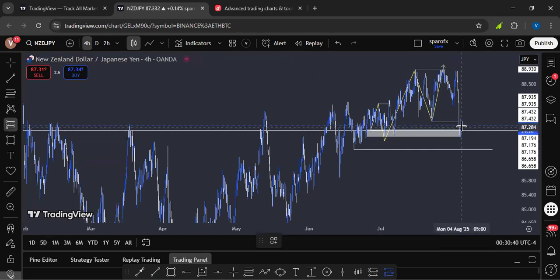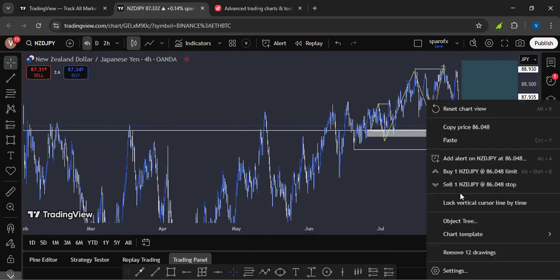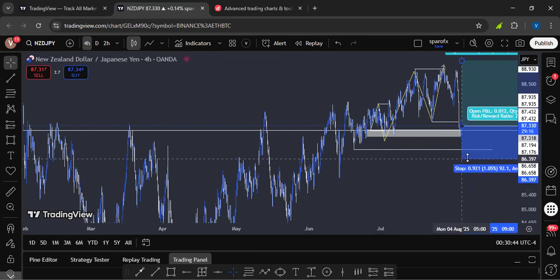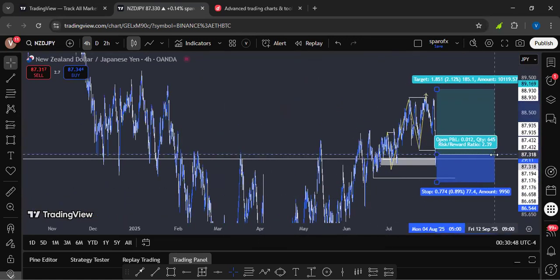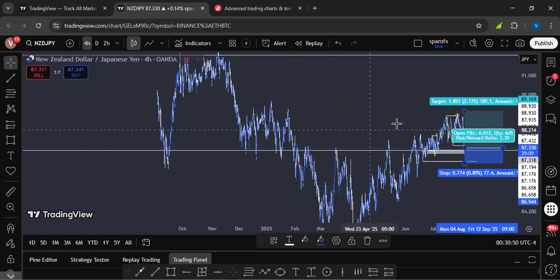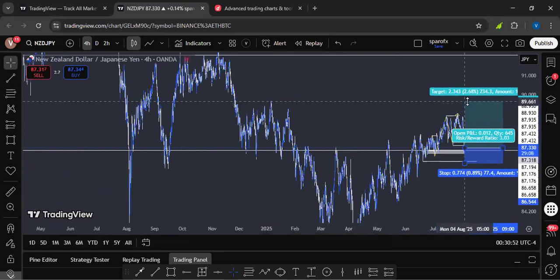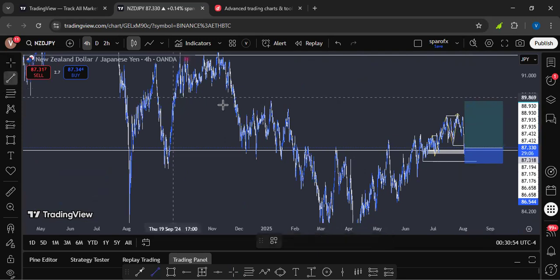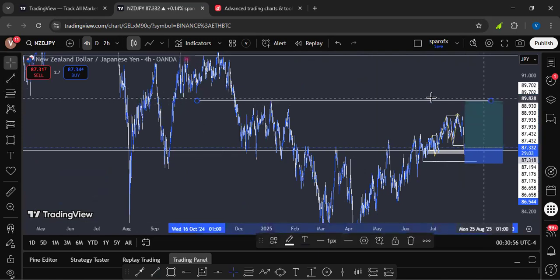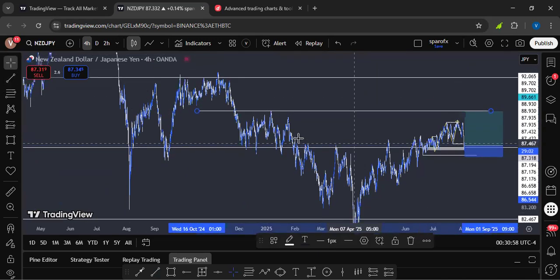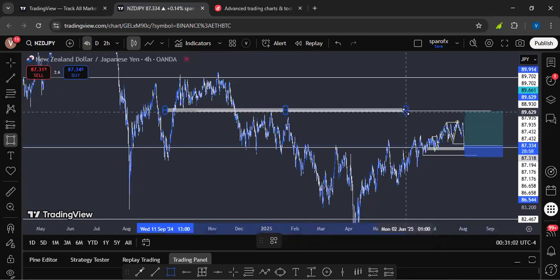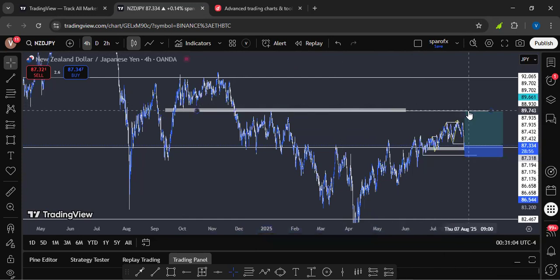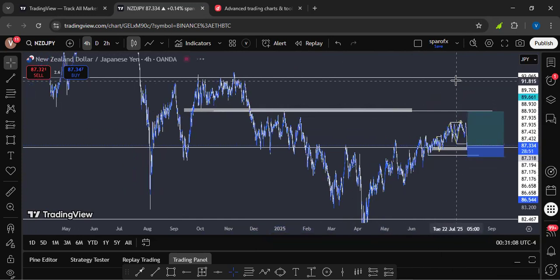Guys, I'm going to be entering from here, right? And where am I targeting? I'm targeting the next high. I can go for 1:3, which is here. Or I go for the overall target. You can see that 1:3 is more like another key level here. Then I can go for the overall key level, like the next resistance level.